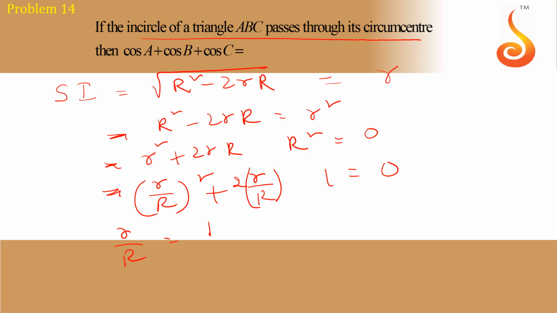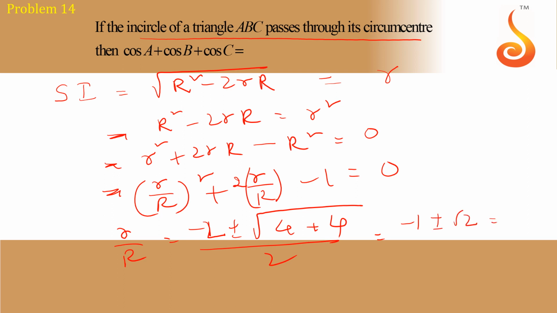So r squared plus 2rR minus r squared, so it is minus 1. So r/R is minus 1 plus or minus under root of 2, no? Minus 2 plus or minus, the square root of 4 by 2, which is 2 root 2. The 2 common gets cancelled. Minus 1 plus or minus root 2. But minus 1 minus root 2 is not possible, so r/R is root 2 minus 1.